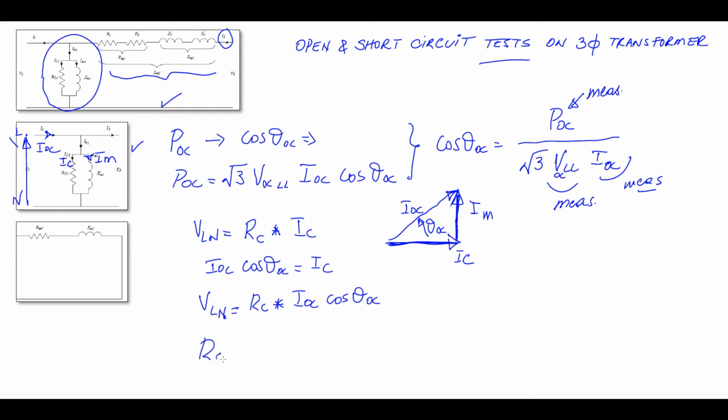So RC, our first parameter of the equivalent circuit, will be equal to V line to neutral at open circuit, divided by I open circuit, the measured current at the primary side, times cosine theta open circuit, which is calculated. So this one will be measured, this quantity is measured also, and this parameter is calculated.